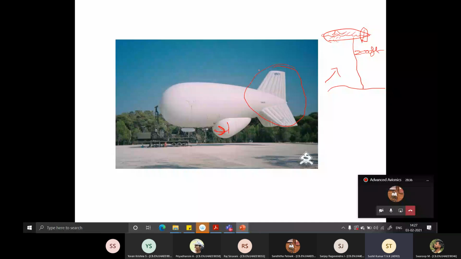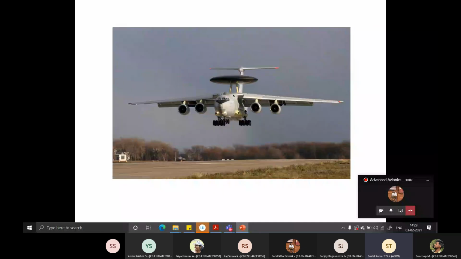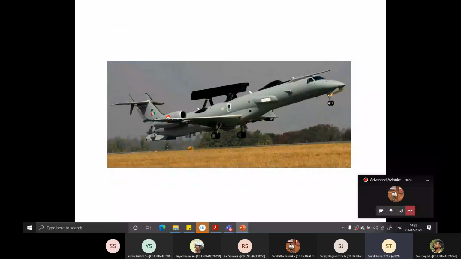They did try balloons also, but that also didn't work out. Finally, in India, we got this one from the Russians, the Ilyushin, whereas the radar is an Israeli radar. This is what flies nowadays. In addition, the latest one is this Netra, which is actually an AEW, Airborne Early Warning, not Airborne Warning and Control System aircraft. What is the difference between these two aircraft, apart from the size?